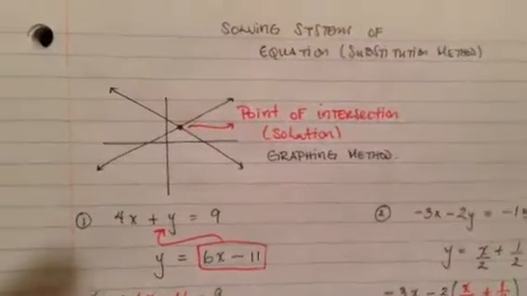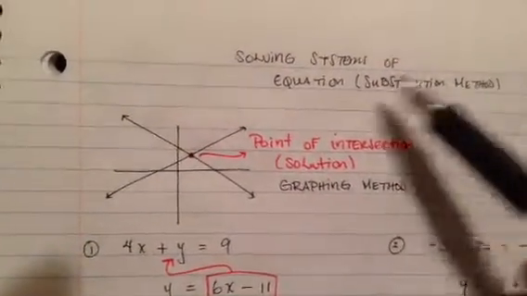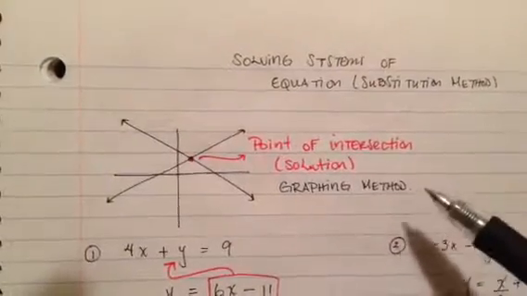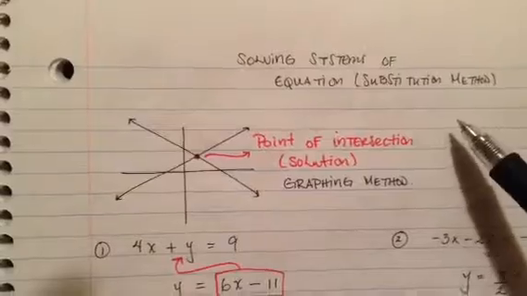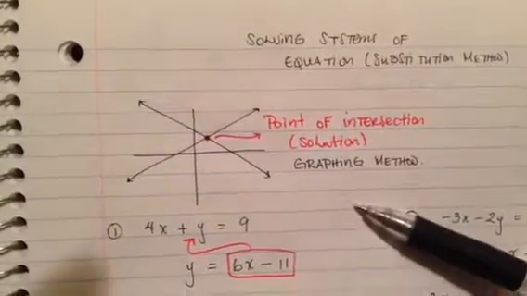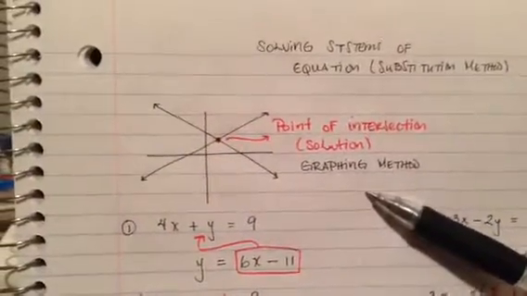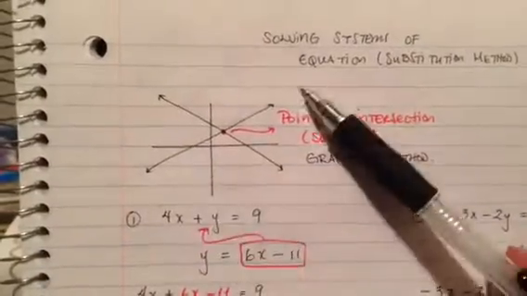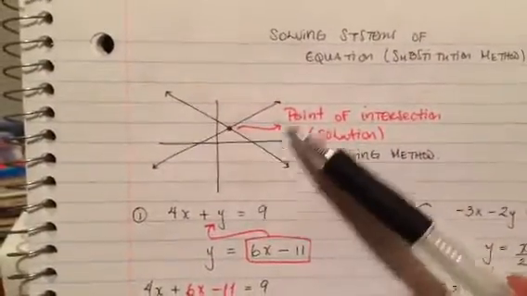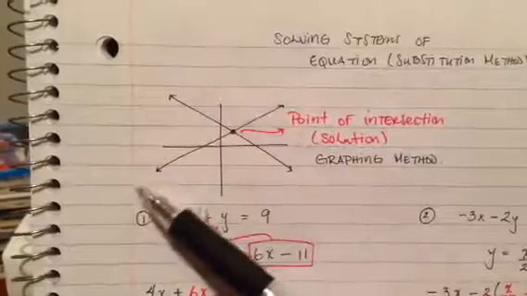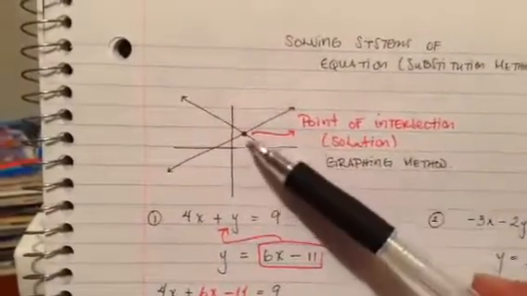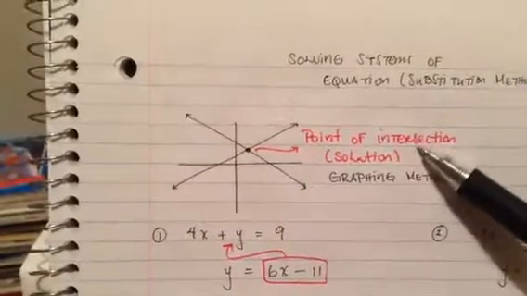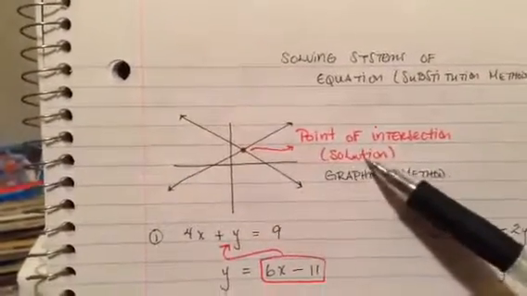Hey guys, I want to go ahead and start talking about solving systems of linear equations using this new method called the substitution method. Previously, you learned how to graph systems: you graph the first line, then the second line, and wherever they intersect, that's your point of intersection. We call that the point of solution.